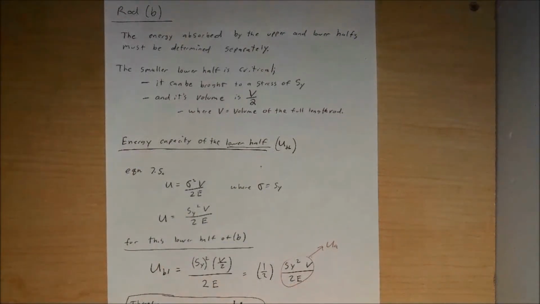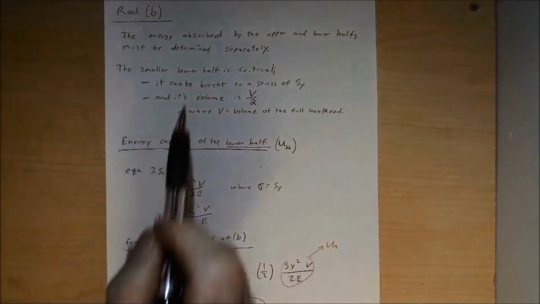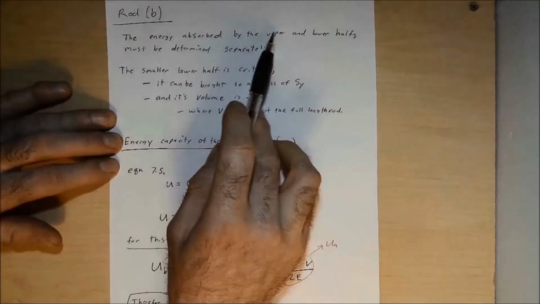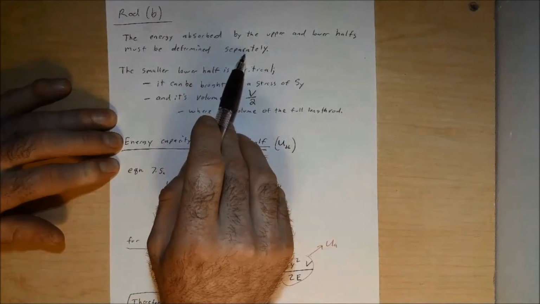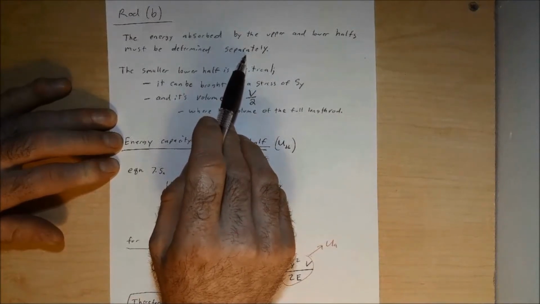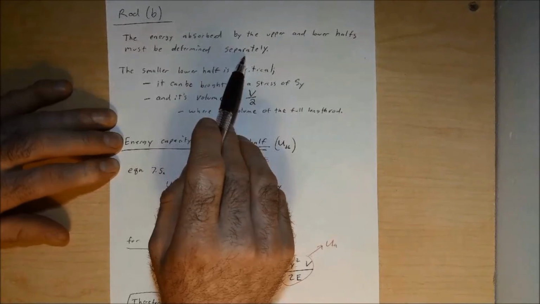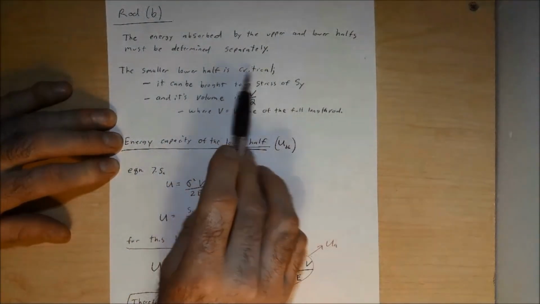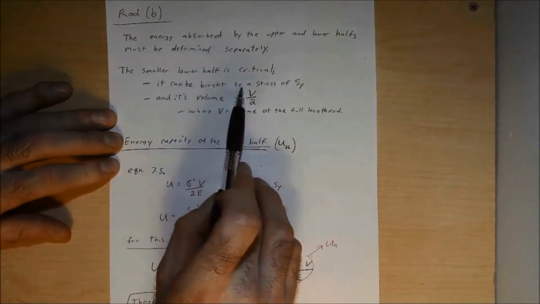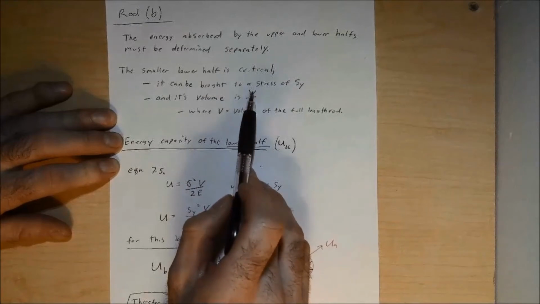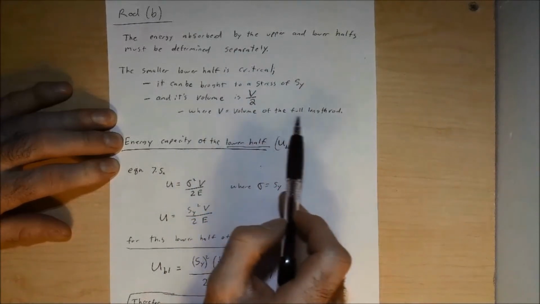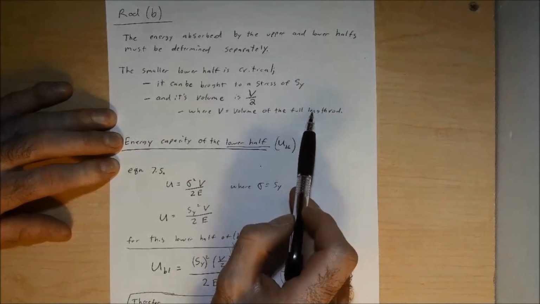So now that we've done this for part A, we want to do the same thing for rod B. With rod B, we have a couple things that we need to know before we start our solution. What we know about rod B is that the energy absorbed by the upper and lower halves, based on the geometry, must be determined separately. So we have a different top diameter than the bottom diameter. The top diameter is twice that of the bottom diameter. So the smaller lower half is going to be the critical one. It can be brought to a stress of S of Y, our yield strength, and its volume is going to be half of V, or V over 2, where V is the volume of the full length of the rod. So those are a couple things to note there.